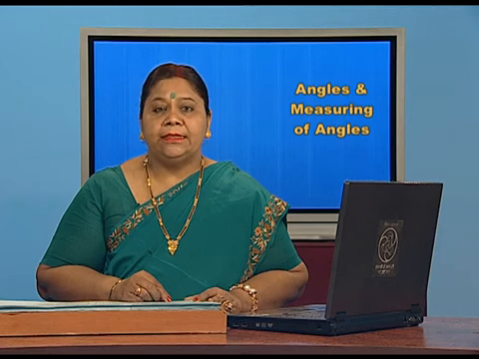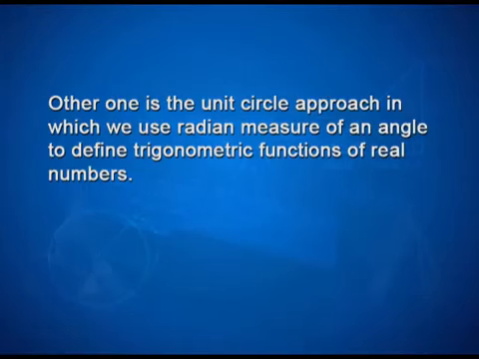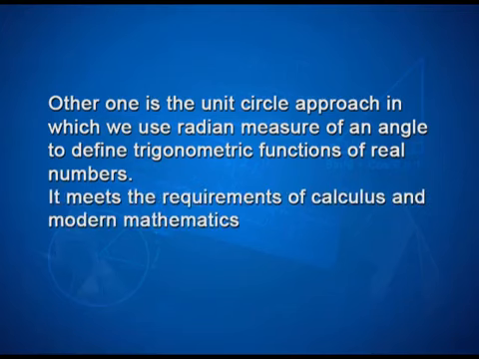One approach centers around the study of triangles, which we have already studied in class 10. The other one is the unit circle approach, in which we use radian measure of an angle to define trigonometric functions of real numbers. It meets the requirements of calculus and modern mathematics.